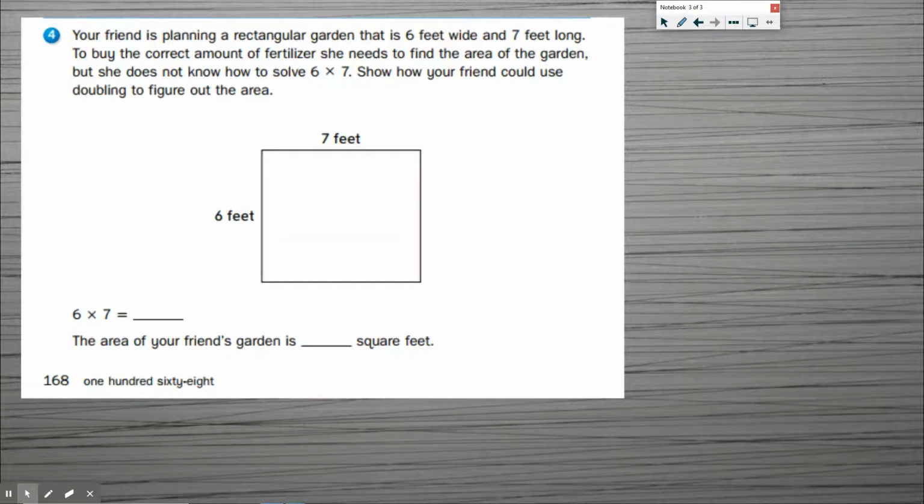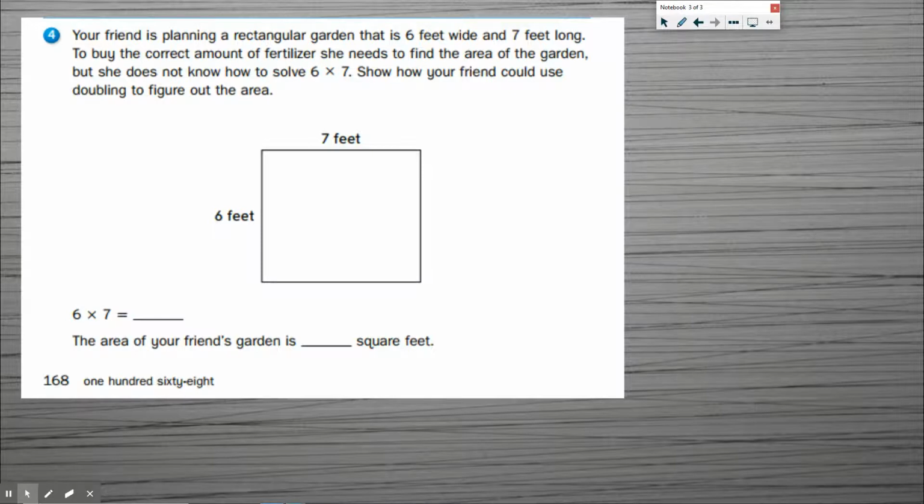All right. This is page 168 in your book. And question 4 says, your friend is planting a rectangular garden that is 6 feet wide and 7 feet long. To buy the correct amount of fertilizer, she needs to find the area of the garden, but she does not know how to solve 6 times 7. Show your friend how she can use doubling to figure out the area.